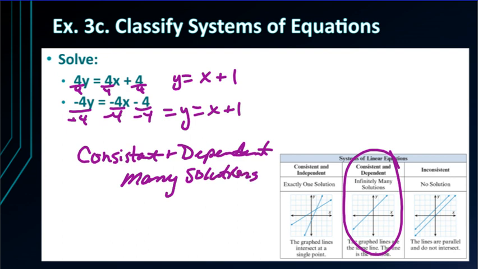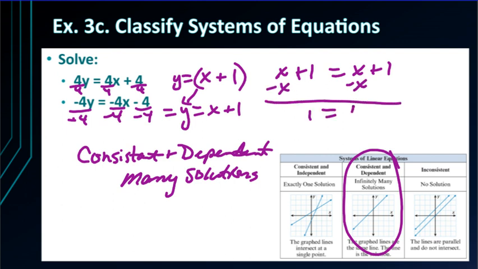If I want to go further, I could substitute this in for y, x plus 1 equaling x plus 1. If I subtract x on both sides, I end up with 1 equaling 1. Both sides are equal. That just verifies that I have many solutions.